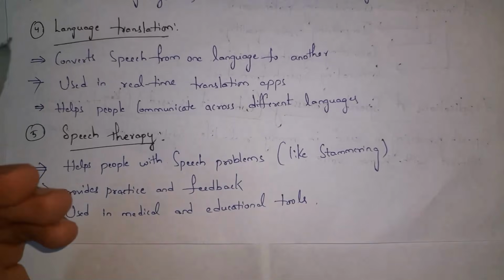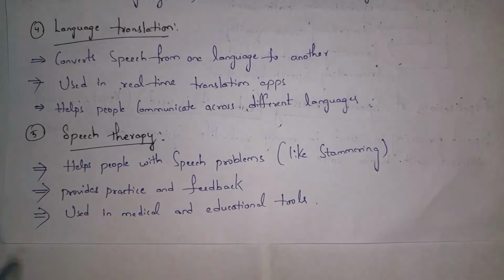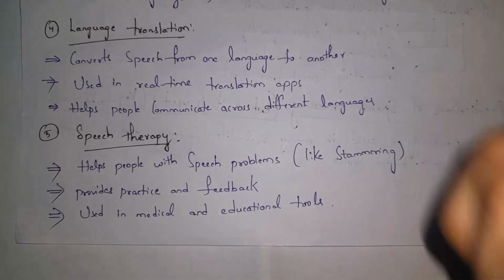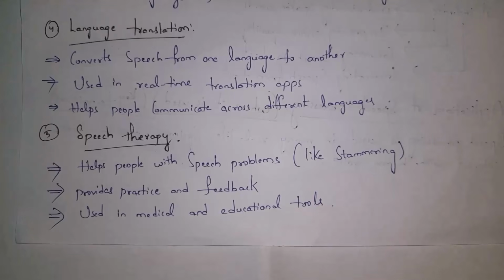For language translation, we need to do speech processing. And fifth one is speech therapy. As some people have speech problems like stammering, people can install speech therapy software and they can practice speaking. This software will give feedback based on the speech. So we use speech processing in medical and educational tools.